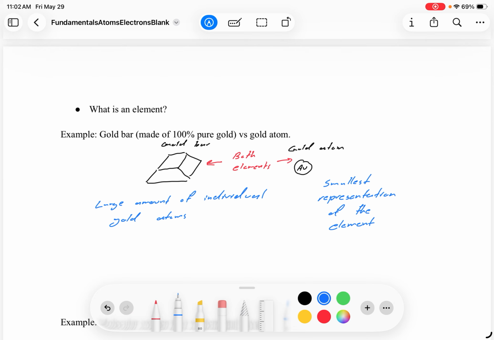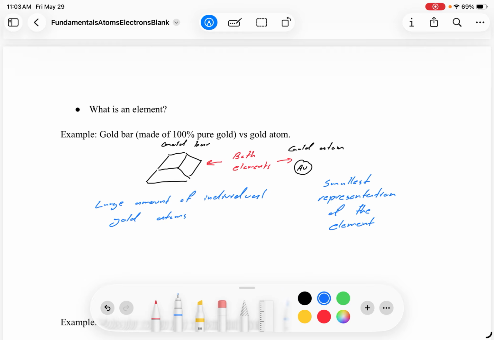Now, if I have trillions upon trillions of gold atoms, all together forming a gold bar, would that still be gold? Would it still have the same chemical and physical properties as the gold atom? And the answer should be yes. So that is how you should think about elements, right? An atom versus an element.